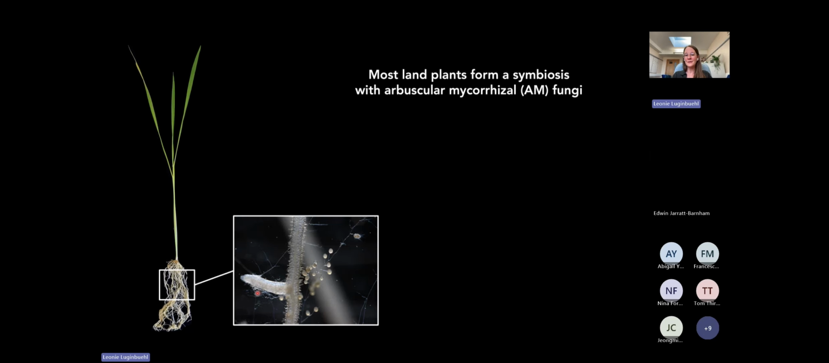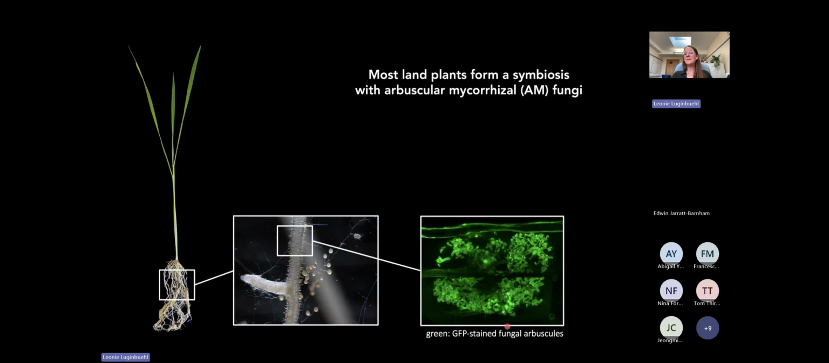And then they in fact colonize the surface of the root, but also enter the root cell and form these feeding structures in the root cortex, which we call arbuscules. These are very finely branched fungal hyphae that enter the root cells.